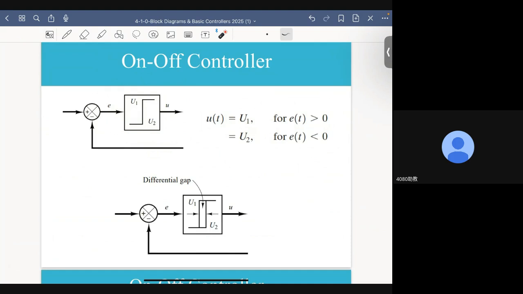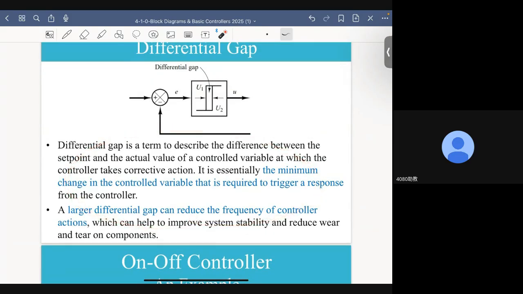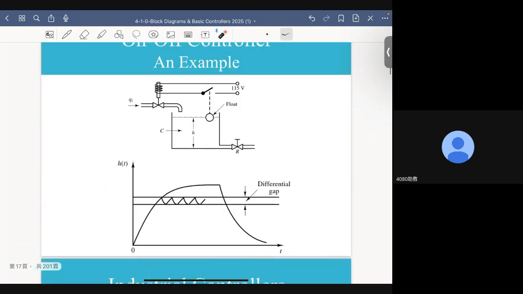And as we mentioned in last week's lectures, typically in many cases, we will introduce a differential gap into such an on-off controller, okay? Now, there are some texts here to help you understand more about this concept of differential gap. But for the time being, let's just illustrate this concept by studying a very simple example.